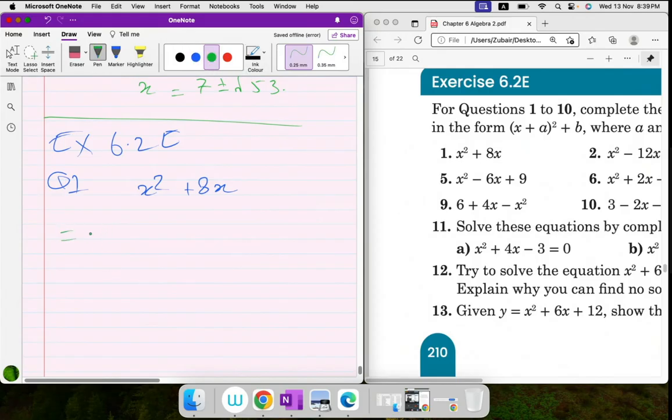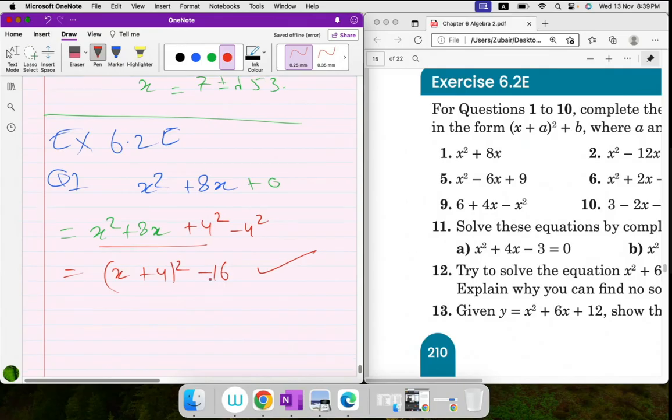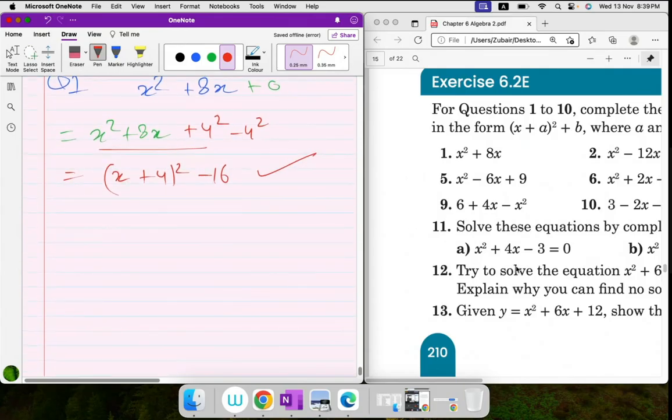So x square plus 8x, then see there's nothing. So you don't need to worry. Plus 4 square minus 4 square, and there is nothing at the end. Close the first three, that is x plus 4 whole square minus 16, and done. The requirement of the first question is not to solve for x, just to complete this form.